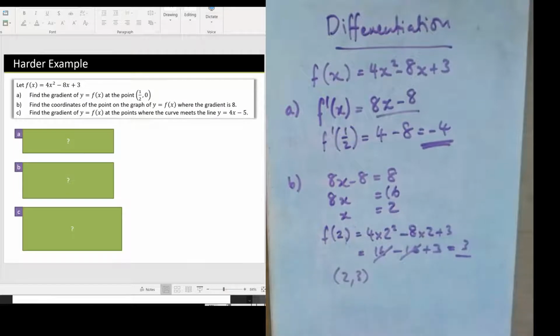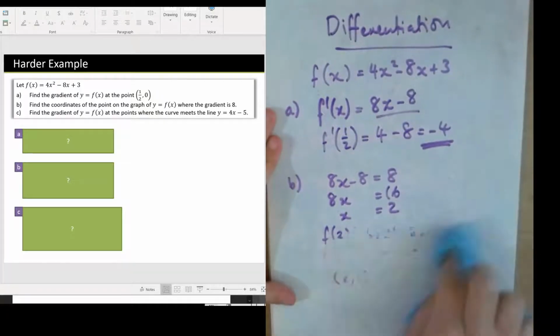Okay? Okay, you guys can pause if you need to do this because I'm about to rub it out because I don't have enough space for C.